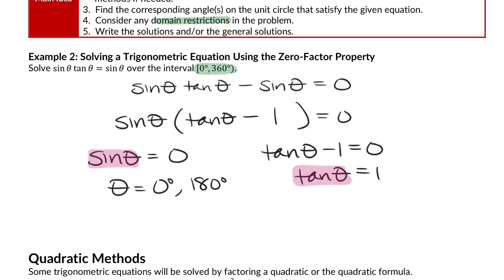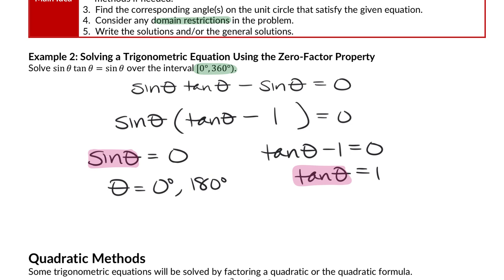Why would I not answer 360 degrees? True, it is where we started, and look at my domain restriction. Is 360 included? No, that parentheses means right up to 360, but don't include 360. So we can't answer that.